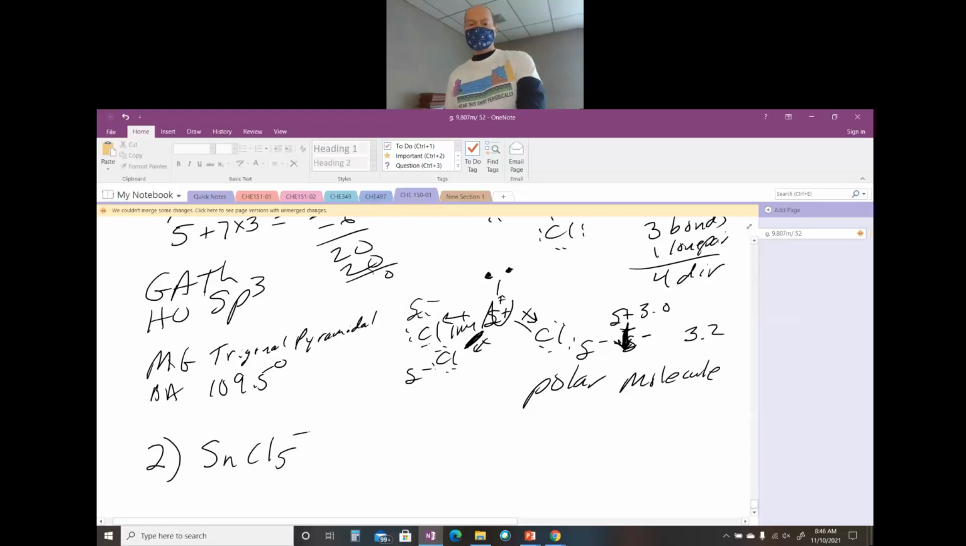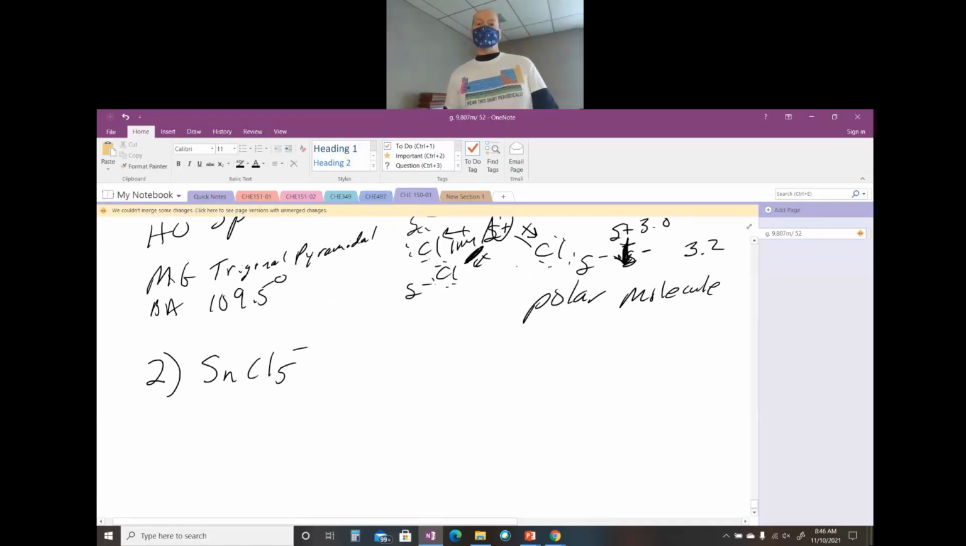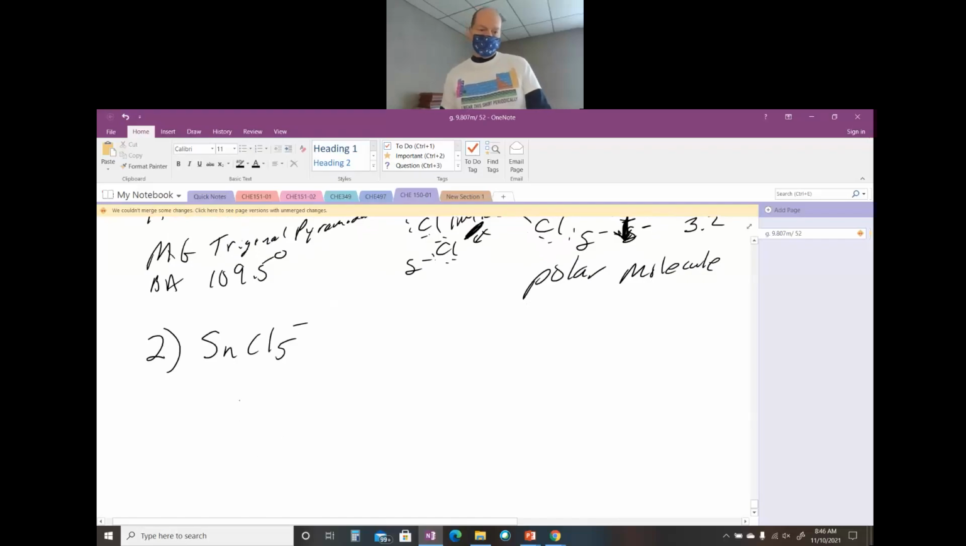We're answering exactly the same questions, except when you have a charge, you're not going to be asked for bond dipoles and if the molecule is polar, because it is an ion, not a neutral molecule. All right, so we find tin on the periodic table. It is in the column that has carbon, and so that is 4 valence electrons. Chlorine has got the halogens. It's in column 7. We have 5 of them.